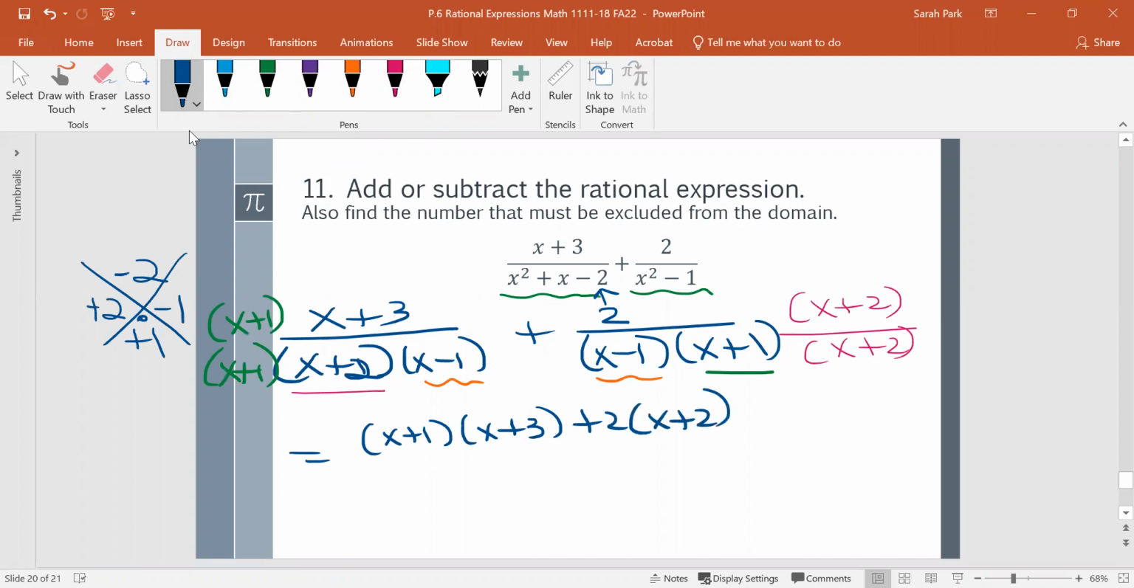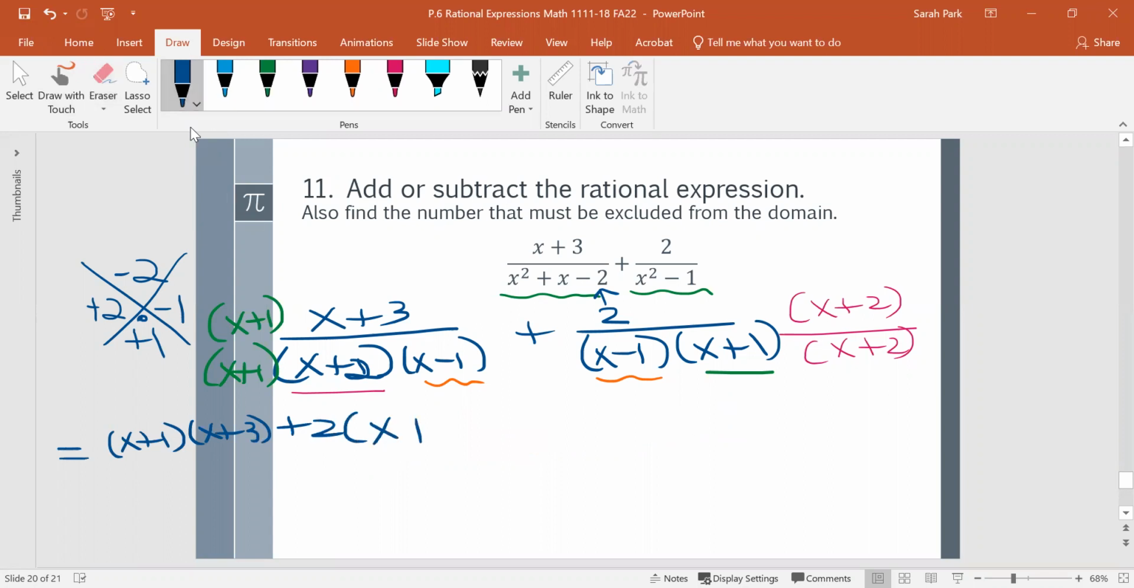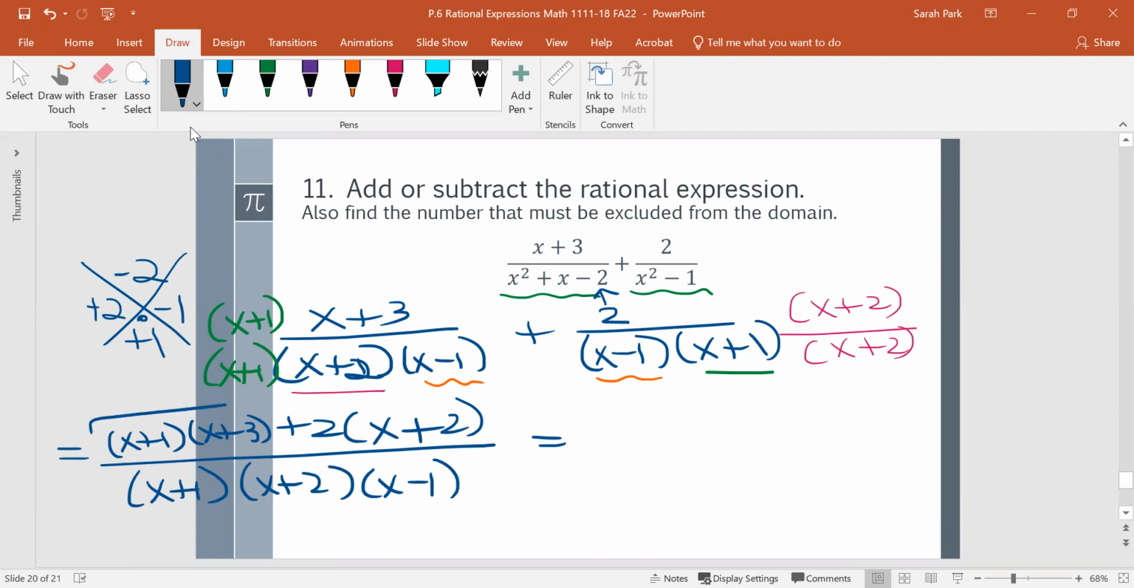I can tell this is going to be a little longer. Should have given myself more space. Actually, let's write it here. x plus 1, x plus 3, plus the 2, x plus 2, and the denominator is going to be 3 factors, x plus 1, x plus 2, x minus 1. Let's FOIL these guys out.